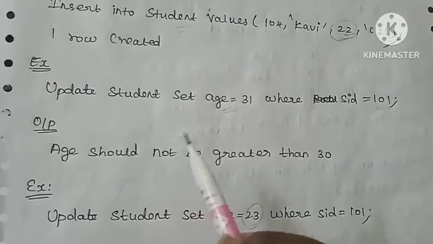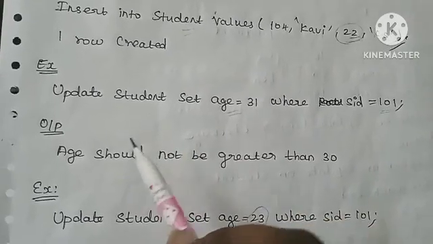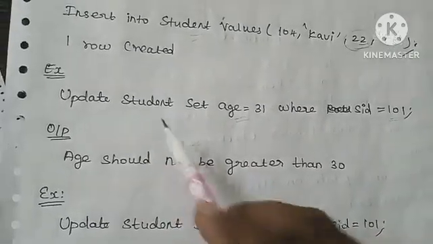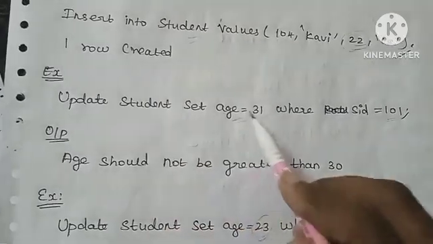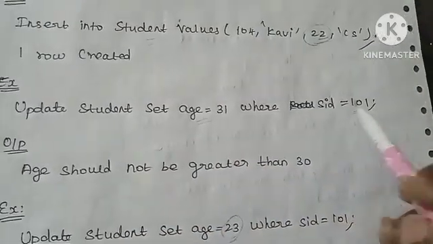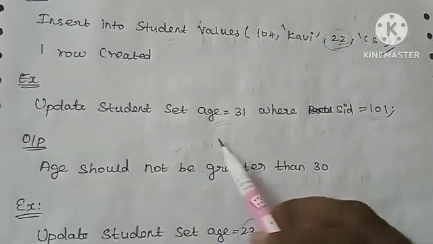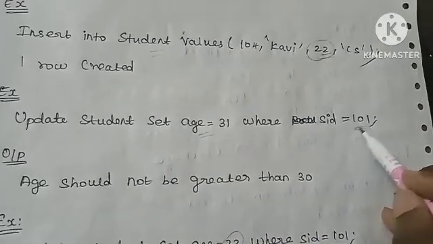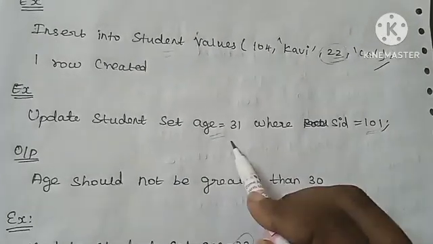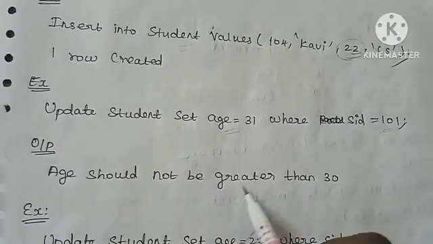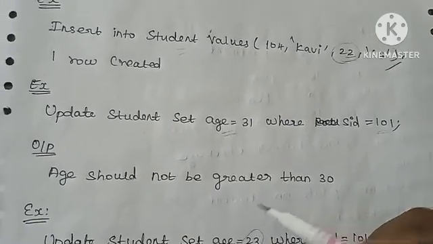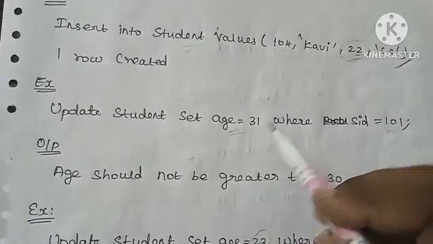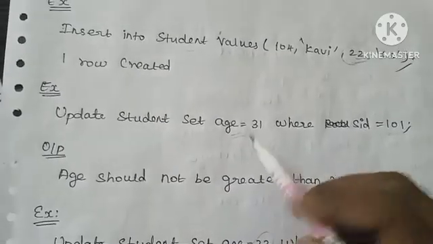Next example, I update the student, the same student table: update student set age equal to 31 where student ID equal to 101. My update query sets the age to 31 for student ID 101. Again the output is the message, greater than 30. Why? Because the trigger condition is greater than 30, so the message will be displayed.